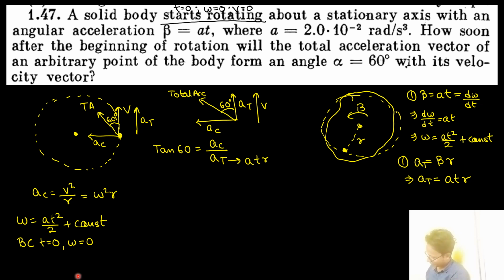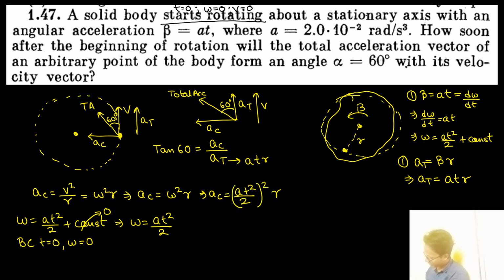So if I put the value of t equal to 0 out here and omega equal to 0 out here, I get the value of the constant to be 0. So my equation of omega comes out to be a t square by 2. So omega is equal to a t square by 2, or my acceleration comes to be omega square r, or acceleration is equal to a t square by 2 whole square into r. Why a t square by 2? Because omega is equal to a t square by 2, and omega square r is equal to a t square by 2 whole square into r, or centripetal acceleration is equal to a square t to the power 4 by 4 r.